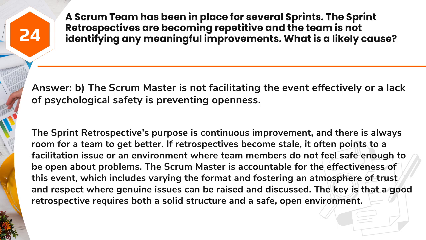The sprint retrospective's purpose is continuous improvement, and there is always room for a team to get better. If retrospectives become stale, it often points to a facilitation issue or an environment where team members do not feel safe enough to be open about problems. The Scrum Master is accountable for the effectiveness of this event, which includes varying the format and fostering an atmosphere of trust and respect where genuine issues can be raised and discussed. The key is that a good retrospective requires both a solid structure and a safe, open environment.